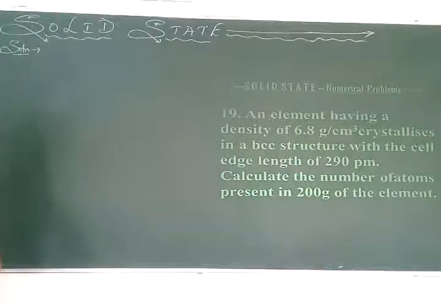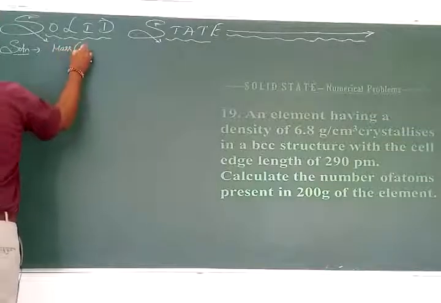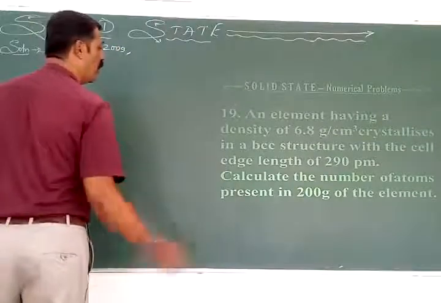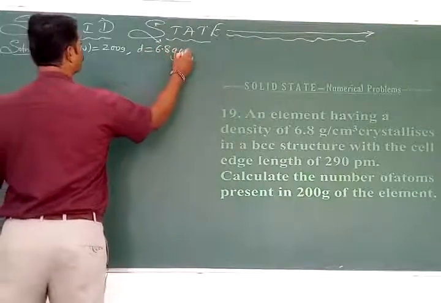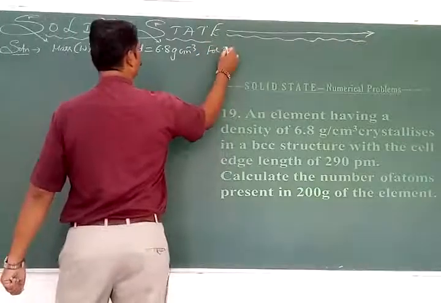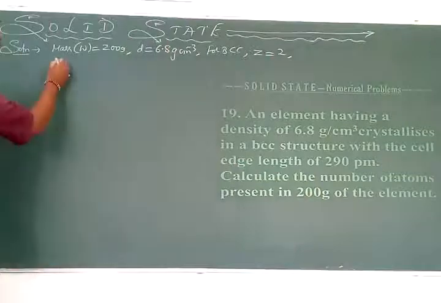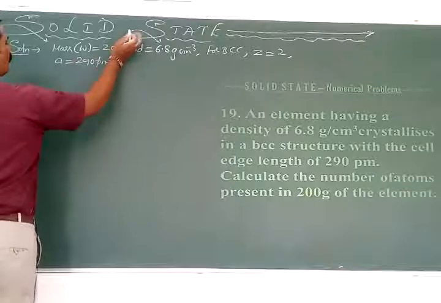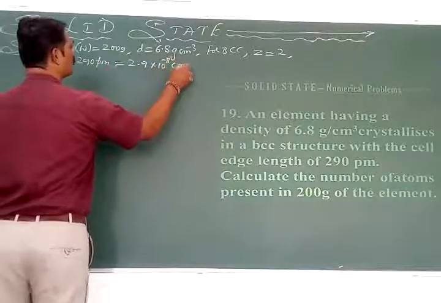Okay. So let us have first what the given is. Mass W is given as 200 grams. Number of atoms we will calculate. Density is given as 6.8 gram per cm cube. For BCC, what is Z? Z is 2. With an edge length of how much? A is equal to 290 picometer, which is equal to 2.9 into 10 to the power of minus 8 in terms of centimeter.